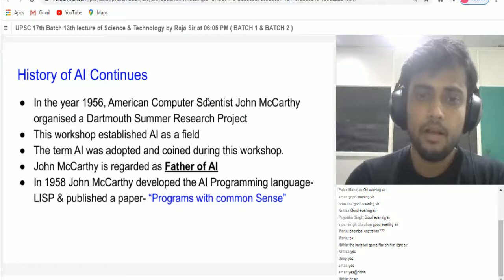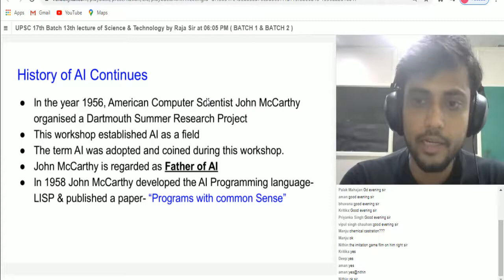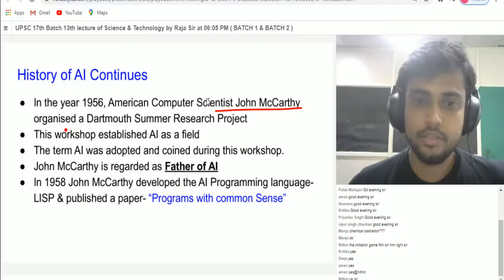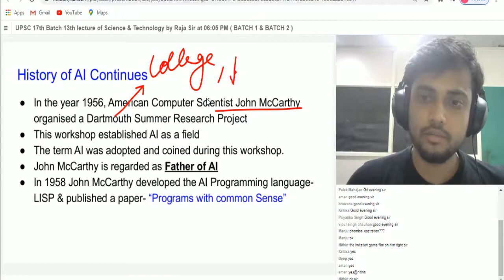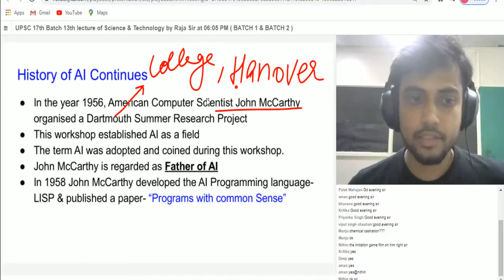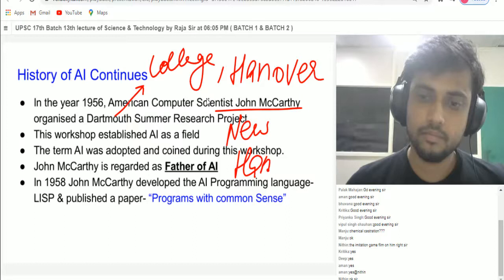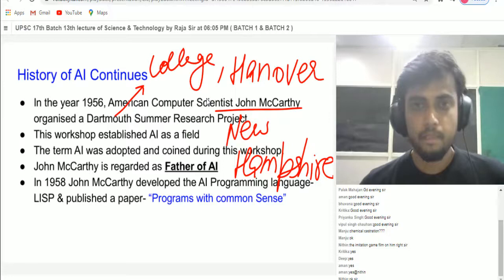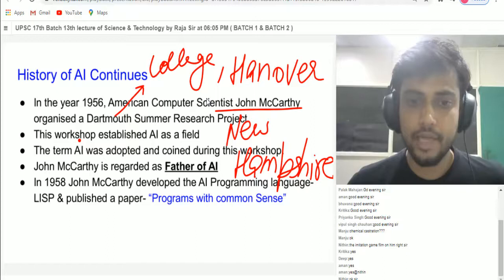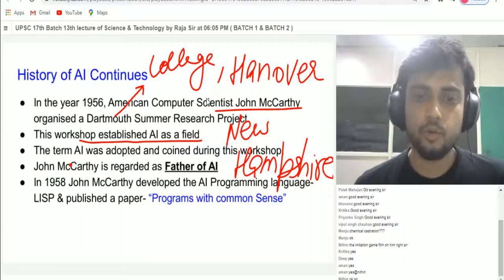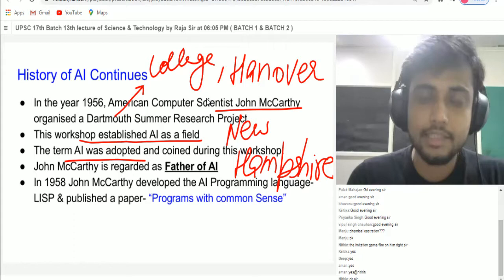And in the year 1956, we have this American computer scientist John McCarthy. This John McCarthy organized a Dartmouth summer research project. Dartmouth College is in Hanover, and Hanover is in New Hampshire in USA. So John McCarthy organized a summer research project on artificial intelligence, and basically artificial intelligence was established as a field in this conference. The term itself was coined during this conference, and therefore John McCarthy is regarded as the father of artificial intelligence.